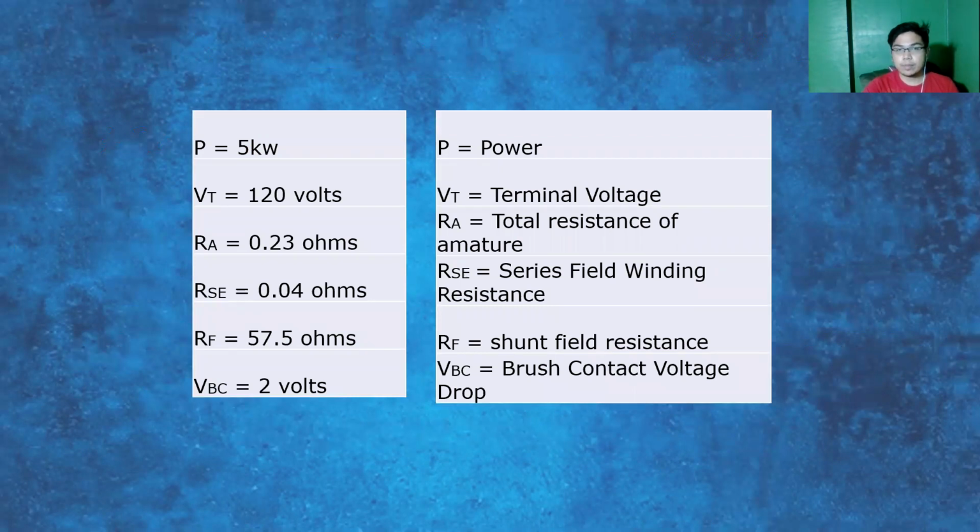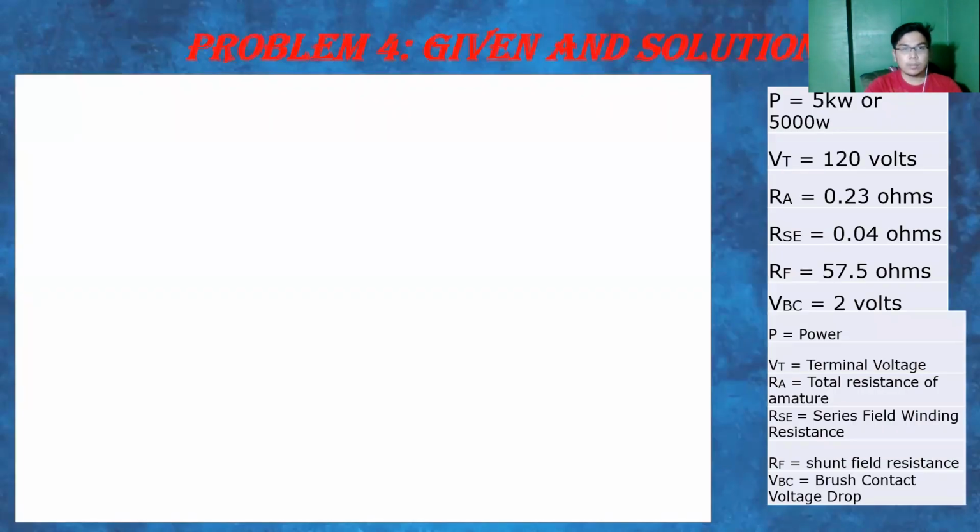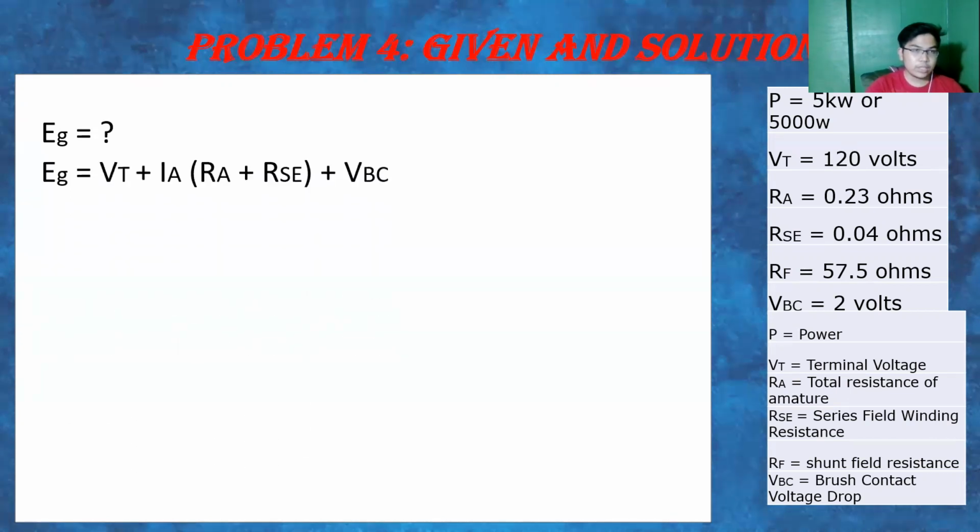Pwede, given niya P, which is yung power, 5 kilowatts. VT, terminal voltage, 120 volts. RA, total resistance of armature, which is 0.23 ohms. RSE, which is 0.04. R sub F, the shunt field resistance, 57.5 ohms. And VBC, which is brush contact voltage drop, which is 2 volts. So, paano ba ito kunin? Ayan, yung EG ang ating kukunin, which is yung generated voltage.